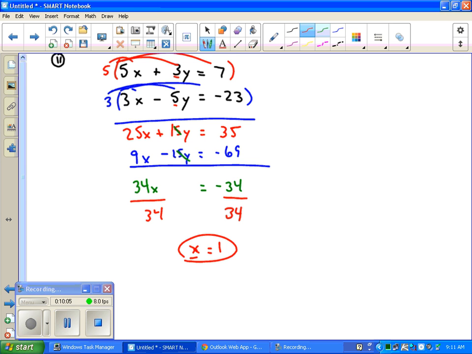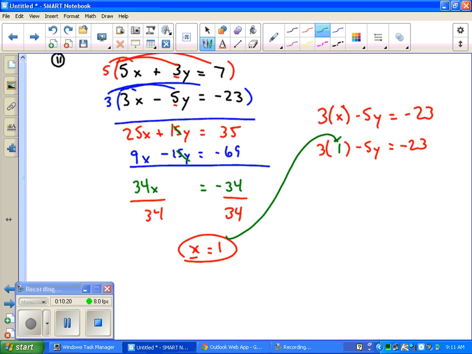But if that's not good enough for you, you can go ahead and plug negative 1 in. In C, 3 times x minus 5y equals negative 23, or 3 times the value of x that we just got. So when we take that 1 and we plug it in, 3 times 1 is 3. I'm sorry, not 1, it's negative 1. 3 times negative 1 is negative 3, because negative 34 divided by 34. Negative 3 minus 5y equals negative 23.